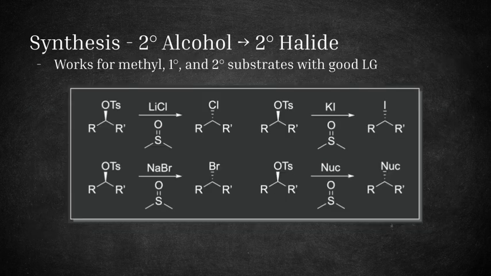To obtain a halide, the tosylate can be treated with halide salts, such as lithium chloride, sodium bromide, or potassium iodide, in a polar aprotic solvent like dimethyl sulfoxide, DMSO. In this setup, methyl, primary, and secondary substrates undergo substitution via an SN2 mechanism. Because the tosylate serves as the leaving group in the SN2 reaction, the reaction leads to an inversion of configuration as the halide product forms.